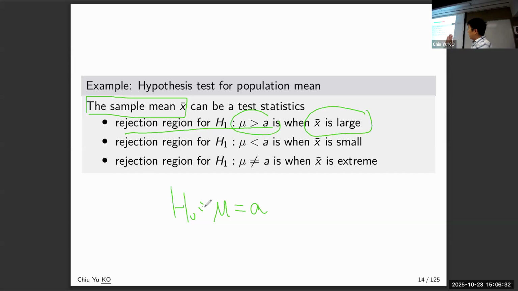But how large is large? Of course, you have a critical value, right? If sufficiently large, then you reject, right? You go for the H1, right? And similarly, if the H1 is less than, it means that if you found a substance and the mean is super small, then you favor this H1, right? If this is not equal, that means if it's extreme, you reject. So let me draw it because I think it's a little bit too tricky here, okay?